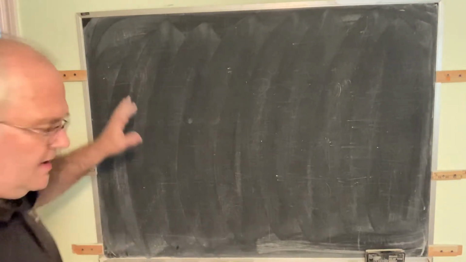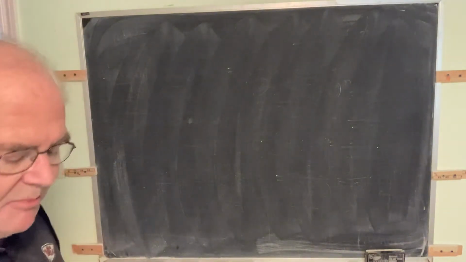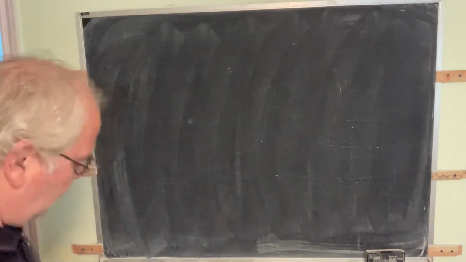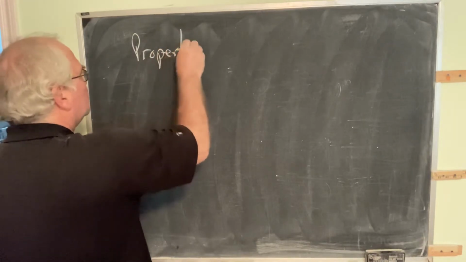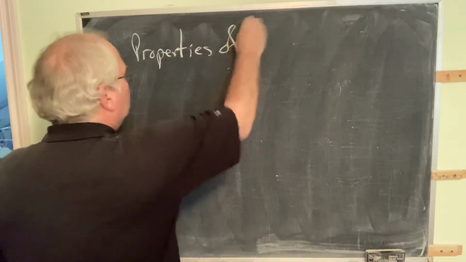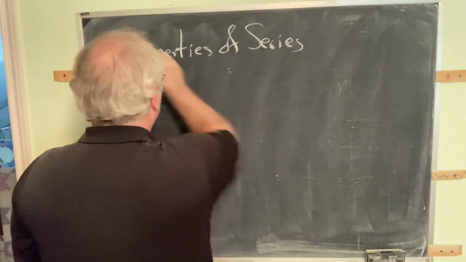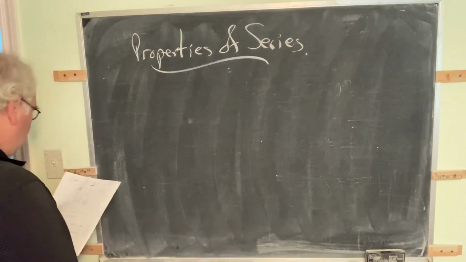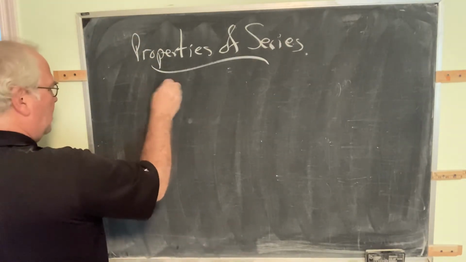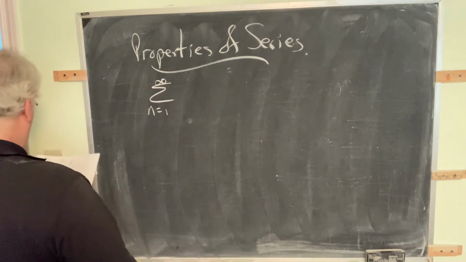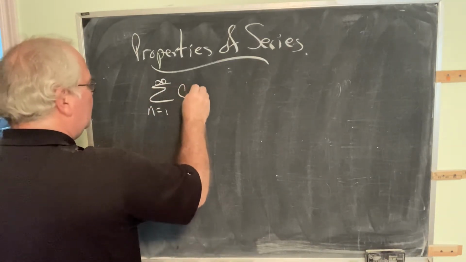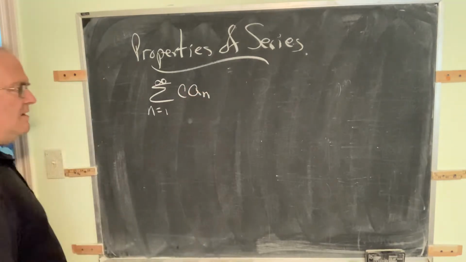All right, our next little piece is a couple of properties that series possess. And the first is this. So let's talk about properties of series. All right. And first we have a couple properties that are kind of standard. All right. We have the sum of c times a sub n.